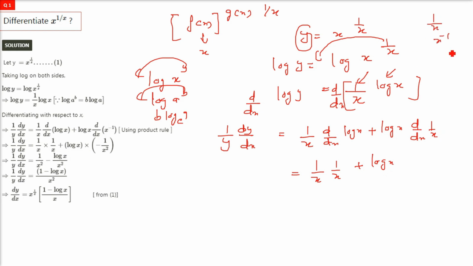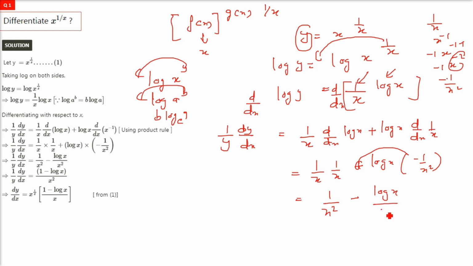How does it come? x can be taken in the numerator with a negative sign, and the x to the power n formula can be applied, x to the power n minus 1. So minus 1 to the power x to the power minus 1 minus 2 it will be. So when we take it in the denominator, it will be minus 1 by x square. Final will be 1 by x square, minus this minus I have taken, then we have log x divided by x square. x square you can take common, x square, 1 minus log x it will be. So this is the right hand side complete.